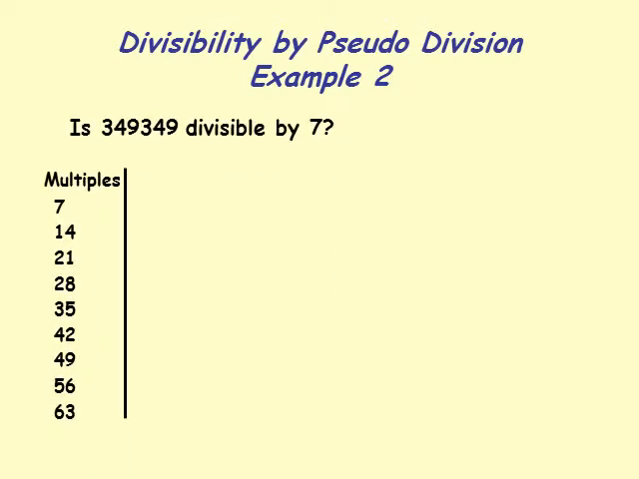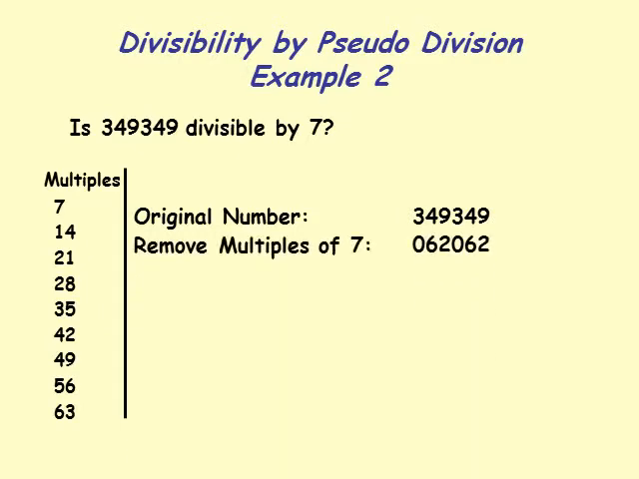I have another example here. The example is: is 349349 divisible by 7? Here's my cheat sheet of multiples of 7 from the multiplication table. The original number is 349349. Now we'll attack this and subtract multiples of 7. I take away from 34 the 28, which is 4 times 7, to leave a 0, 6.